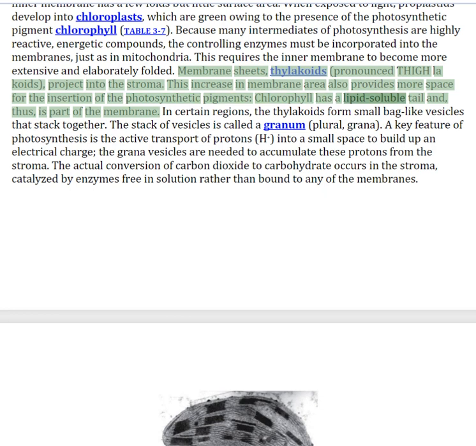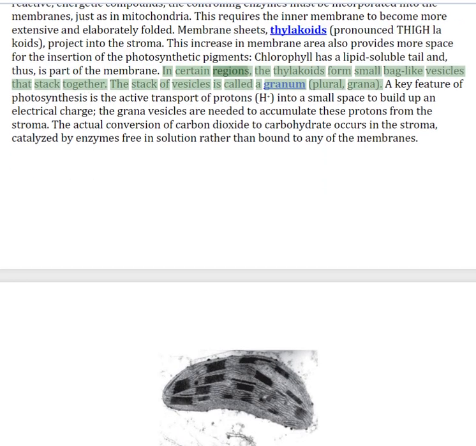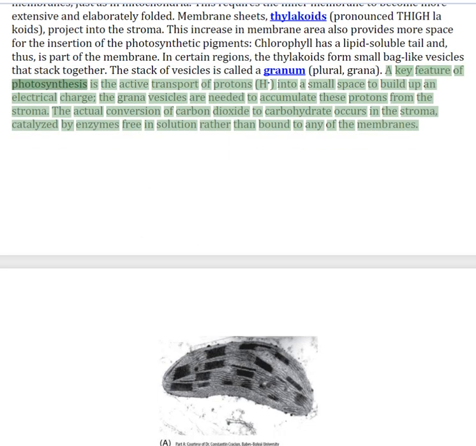Chlorophyll has a lipid-soluble tail and, thus, is part of the membrane. In certain regions, the thylakoids form small bag-like vesicles that stack together. The stack of vesicles is called a granum. A key feature of photosynthesis is the active transport of protons into a small space to build up an electrical charge. The grana vesicles are needed to accumulate these protons from the stroma. The actual conversion of carbon dioxide to carbohydrate occurs in the stroma, catalyzed by enzymes free in solution rather than bound to any of the membranes.